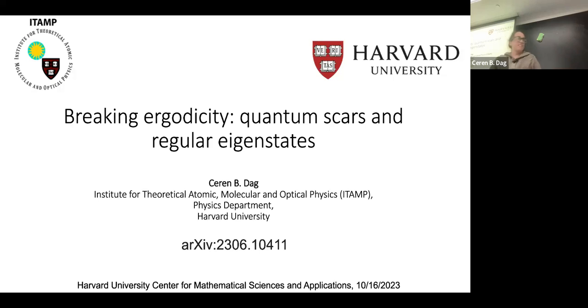Okay, so my name is Ceren. It's pronounced with a J, as a Turkish name, for those who don't know me. I'm an ITEM fellow here at Harvard University. Today I'm going to tell you about how to break ergodicity, the mechanisms of ergodicity breaking in a chaotic quantum system. This chaotic quantum system is going to be a spinor Bose-Einstein condensate. Spinor condensates are one of the most widely used experimental platforms in cold atoms.